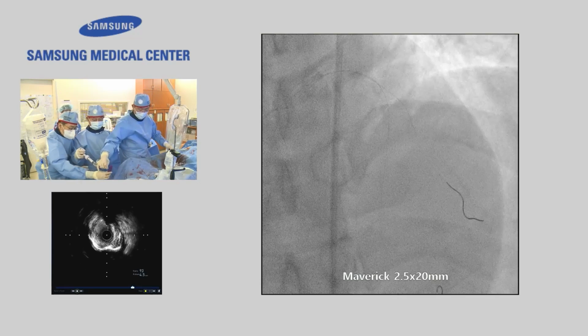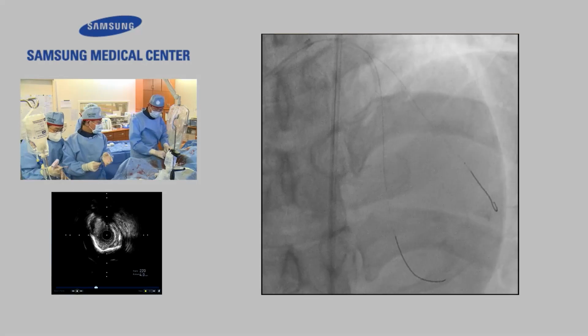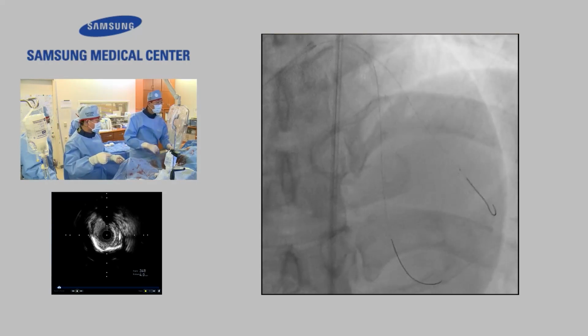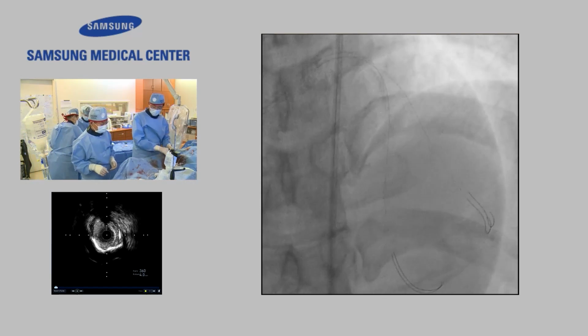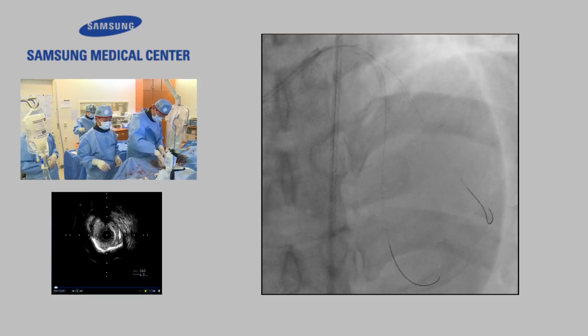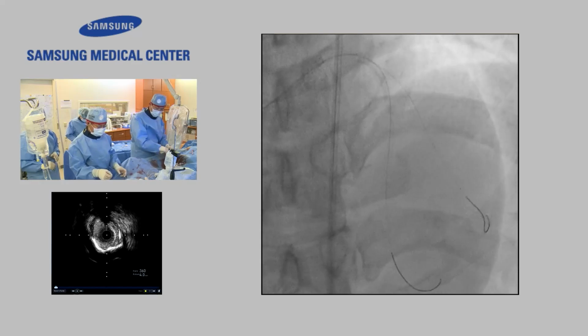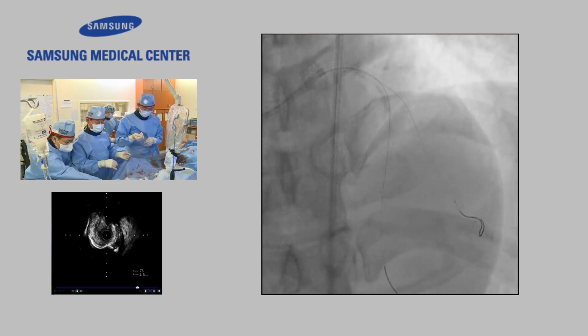For the diagonal, we would like to see the IVUS to check the size of the diagonal artery. Actually, we are out of time. The IVUS after balloon is easier, but for the time constraint, I would like to show you the IVUS from the diagonal.